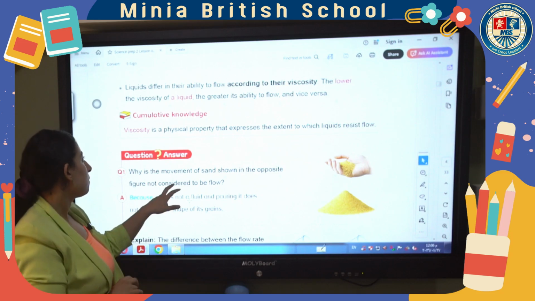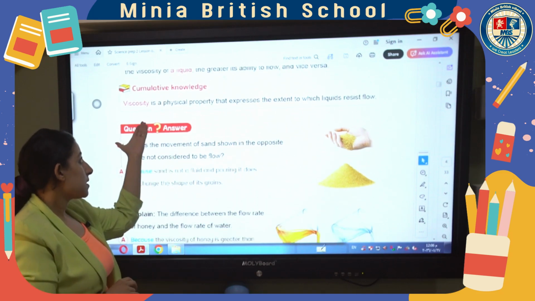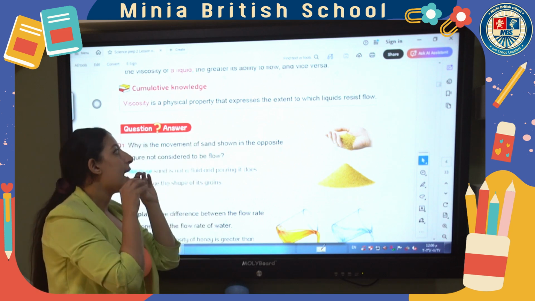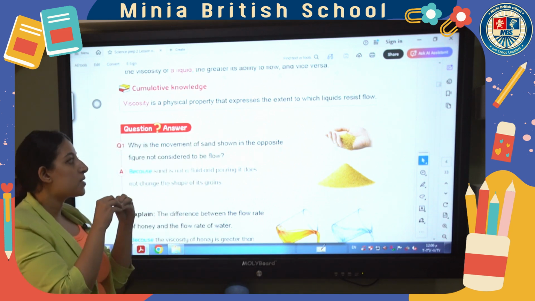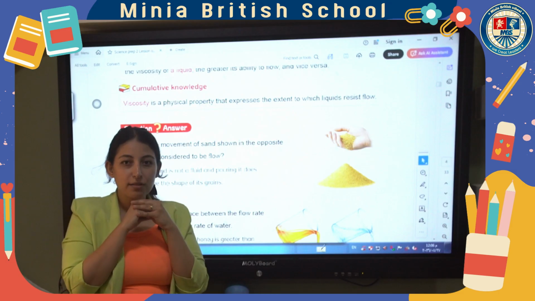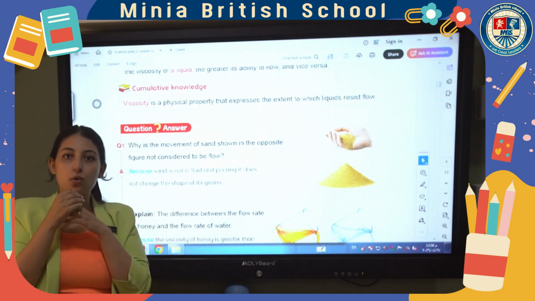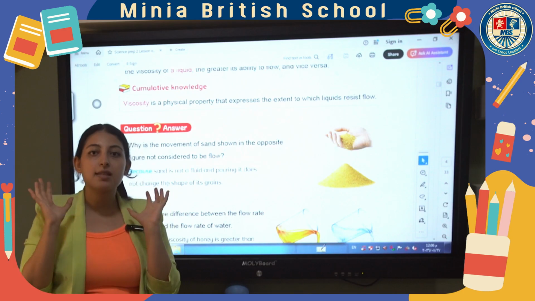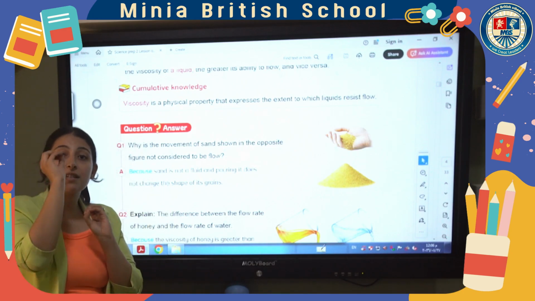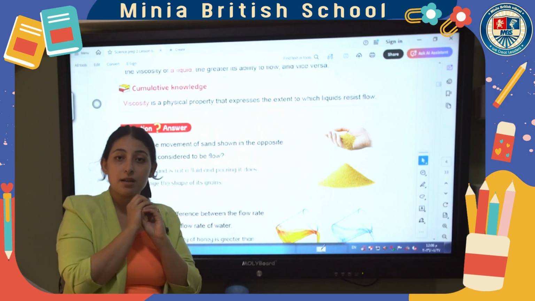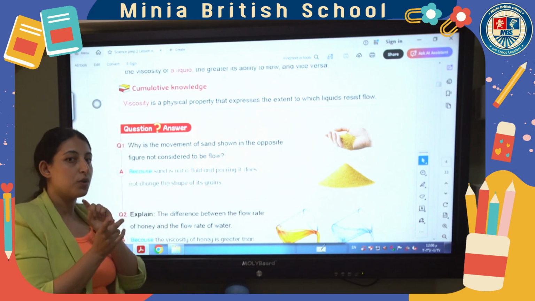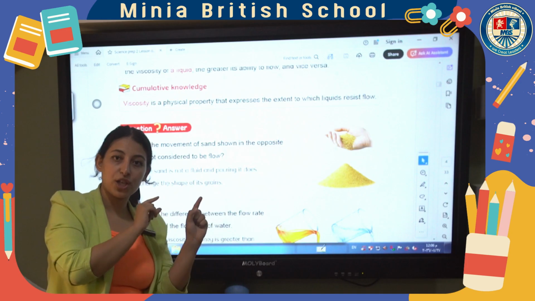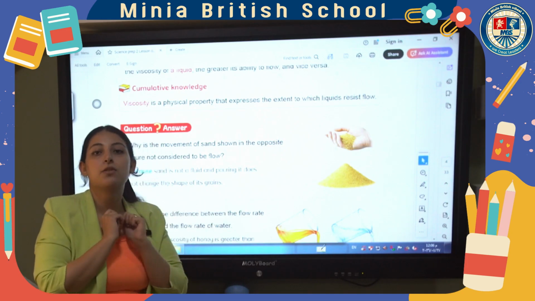Okay. So what is viscosity? It's a physical property that expresses the extent to which liquids resist flow. Which one resists the flowing or pouring of liquid? It's honey. It's honey which has greater viscosity than the viscosity of water. But which one has greater fluidity? Of course, water, which has the least viscosity.